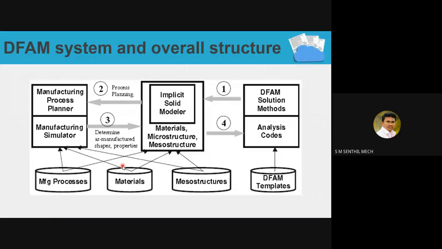Okay, starting from here, you'll be going for the implicit modeling, which will involve all the factors, that is materials, microstructure, mesostructure, everything. Then you'll be going for process planning, then for the machining and manufacturing simulator, which will take control of the manufacturing processes, materials, and the mesostructures which you have already decided for.